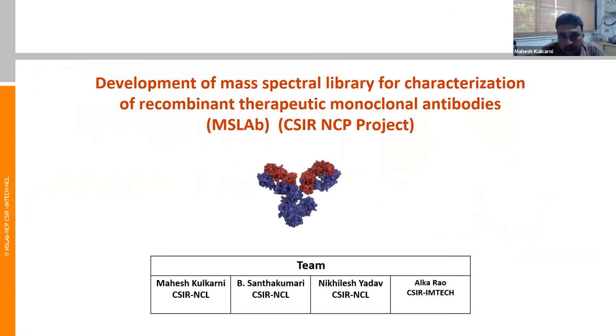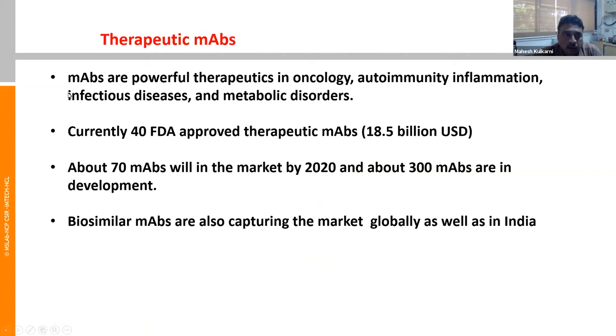Now, we'll see how we extended this approach to characterize therapeutic monoclonal antibodies. So our goal was to develop a mass spectral library for characterization of recombinant therapeutic monoclonal antibodies. You all know that mAbs are powerful therapeutics in oncology, autoimmunity, inflammation, infectious diseases, and metabolic disorders. Currently, about 40 FDA-approved therapeutic mAbs are there, which accounts to about $18.5 billion. About 70 mAbs will be in the market by 2020. Of course, last year was a bad year because of COVID, and about 300 mAbs are in the process of development. Biosimilar mAbs are also capturing the market locally as well as in India.